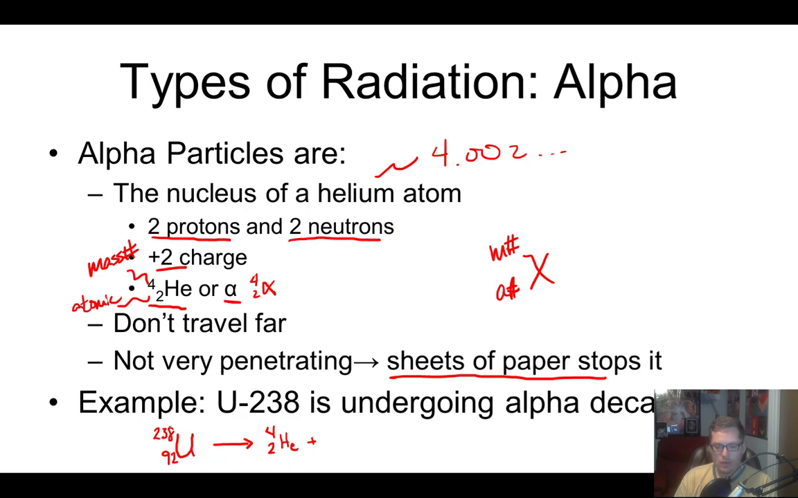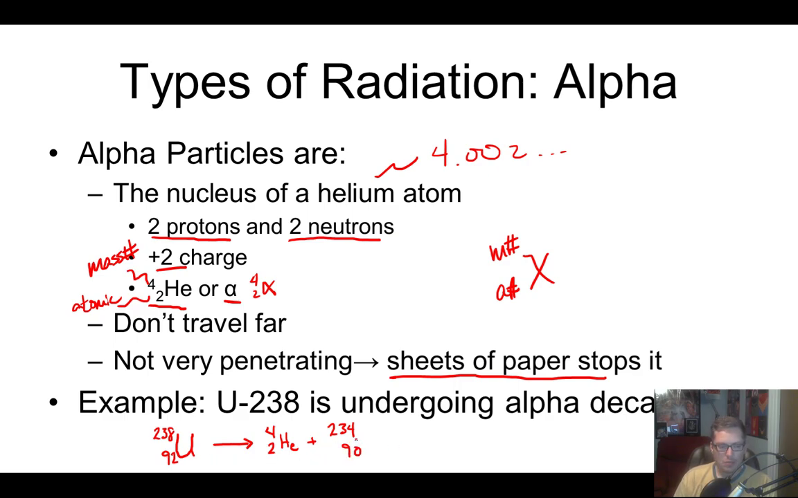All right, so over here, our top numbers equal 238 on the left side of the equation. Right now, on the right side, our top numbers equal 4. So we need another 234 over here. Now we look at the bottom numbers. There's 92 over here and 2 here, so that means we need 90. 90 plus 2 is 92, so we put a 90 here.